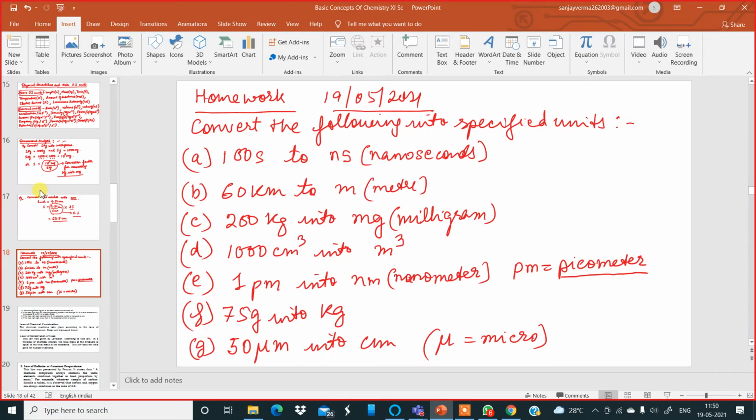I will of course definitely solve this homework in the next class. But before doing that, I would like to proceed a little bit with what I left in the previous class regarding significant figures. I think all of you have copied these questions A, B, C, D, E, F, G. If you have not copied, then I'll be sending this PowerPoint file in the WhatsApp group also, and I will be uploading it on the school's website also. So there is no issue about that.